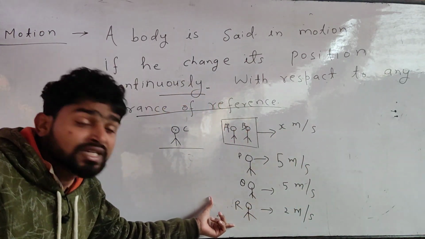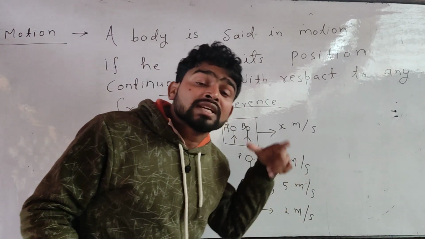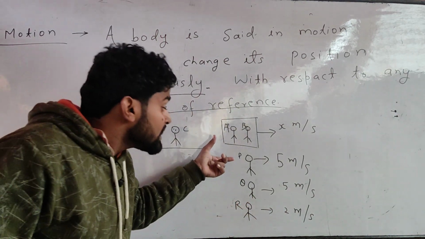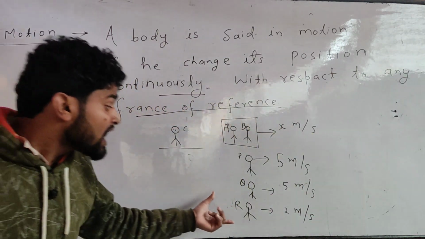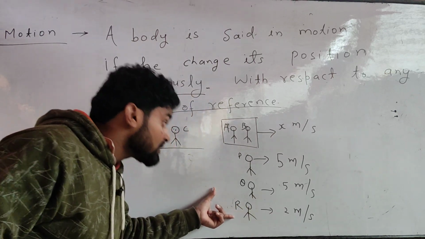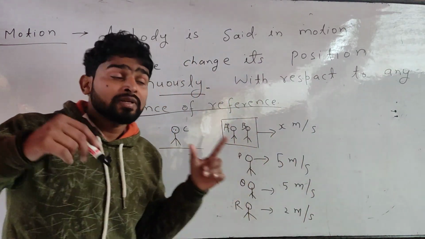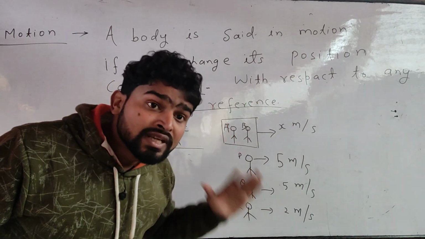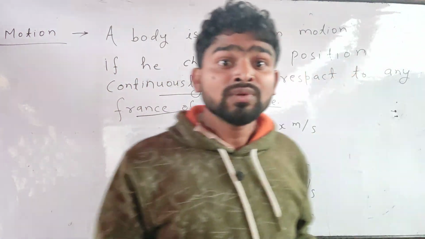But when you take the frame as R, then when R looks at P, the position of P will change with respect to R. So P is in motion with respect to R. When R observes Q, the position of Q will also change with respect to R. So Q is in motion with respect to R. It means motion depends upon the frame of reference. A body can be at rest and at the same time in motion when you change its frame.